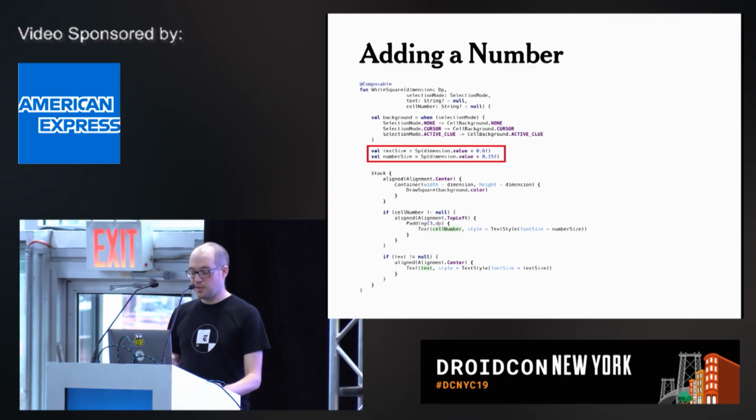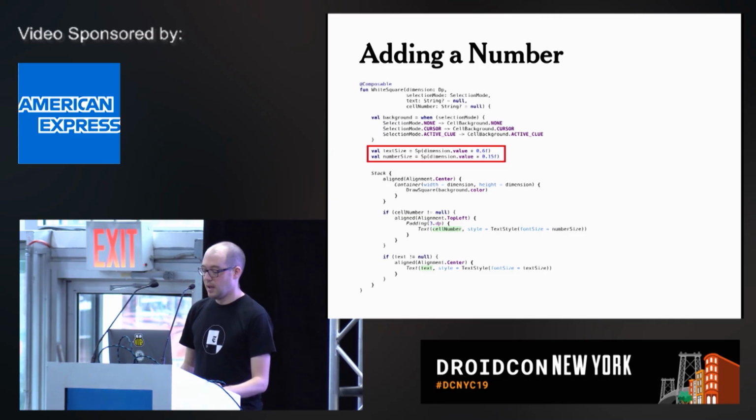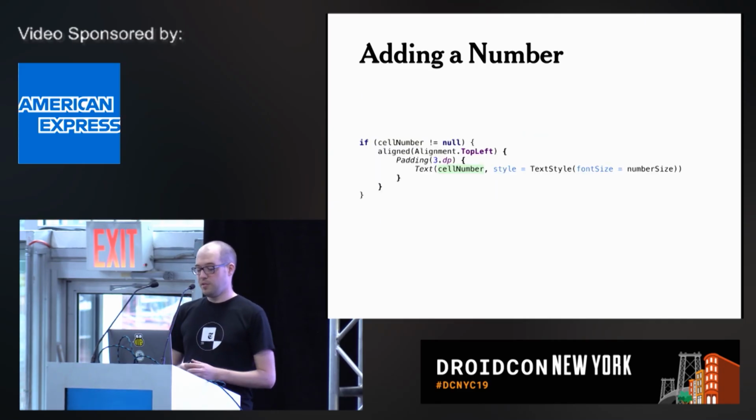Just like we scaled our text size before, we're going to do the same thing for the number size. I'm going to make this 15%. And then now we're going to add our cell number. So if we have a number to paint, we're going to align this to the top left. So the stack is doing a lot of the work for us and making sure that the number shows up in the top left corner the way we want to.